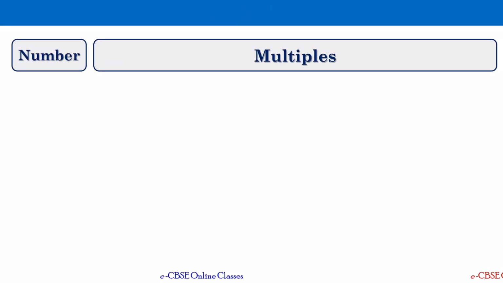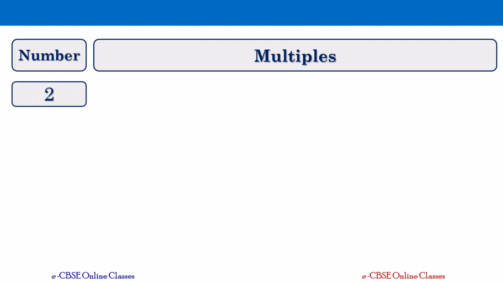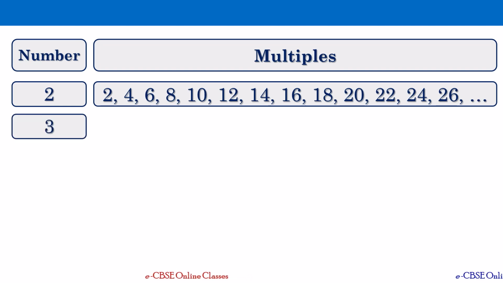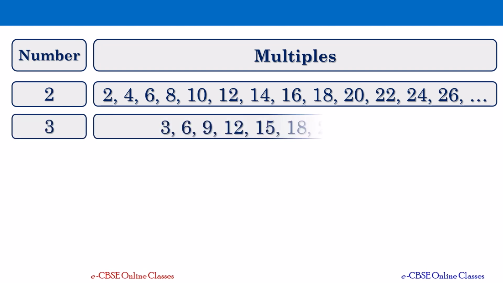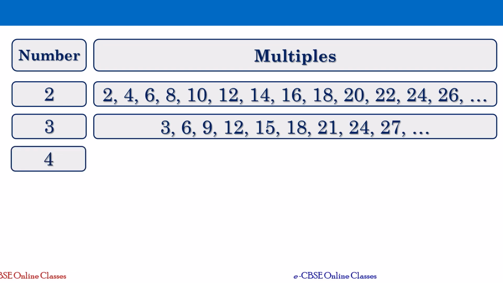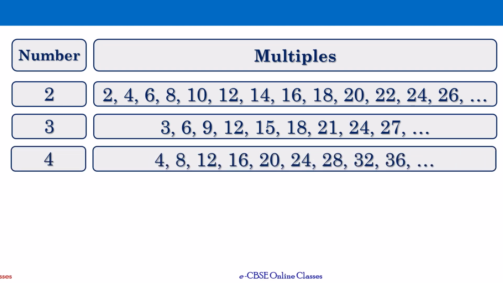Now let's look at some numbers here and look at their multiples. First number I'm taking is 2. What are the multiples of 2? 2, 4, 6, 8 and so on, correct? And next number is 3. So what are the multiples of 3? 3, 6, 9, 12 and so on. Next number I'm taking is 4. What are the multiples of 4? 4, 8, 12, 16 and so on.